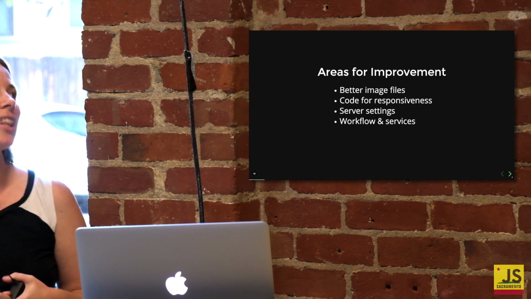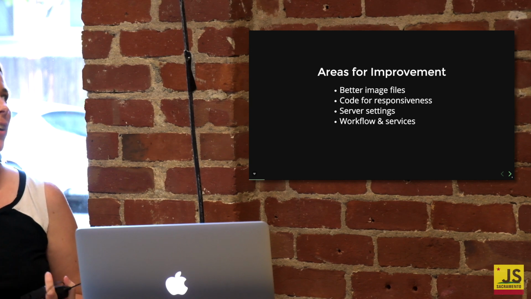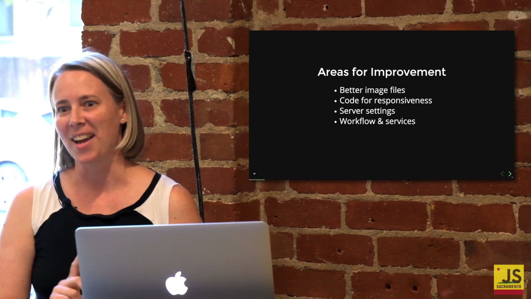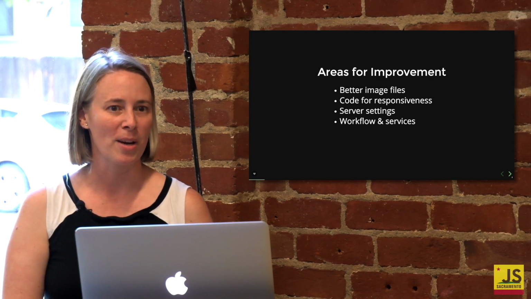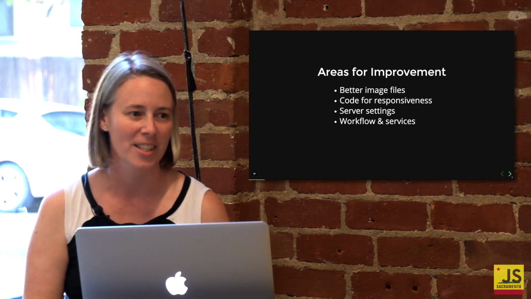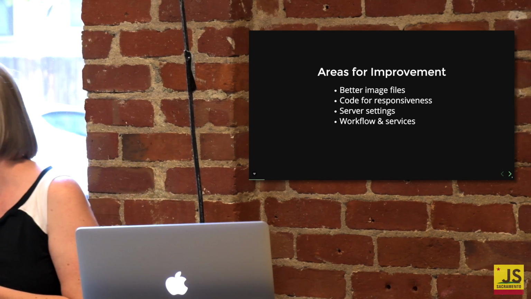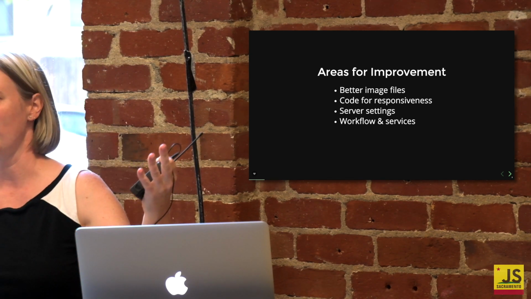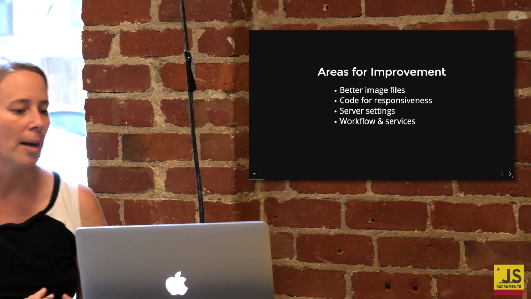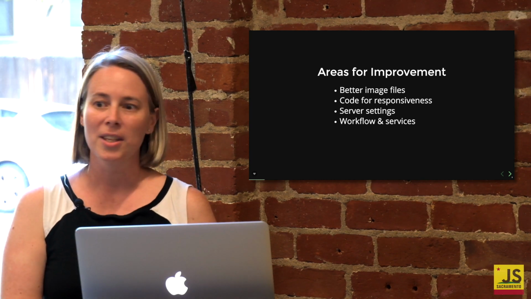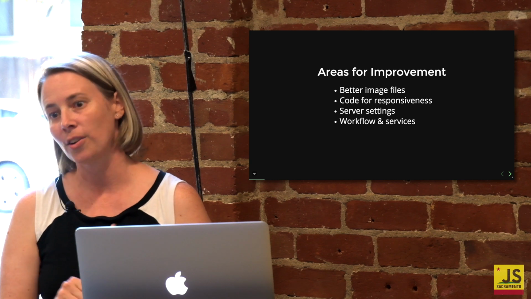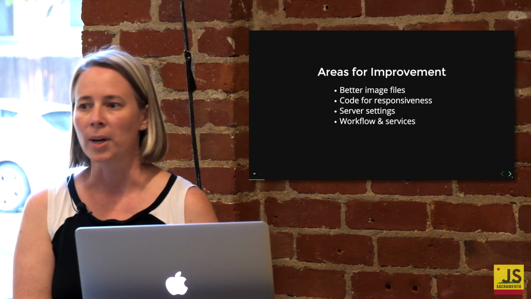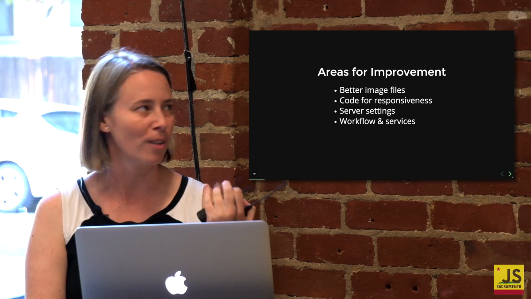So we break that into about 4 different areas for improvement. One is choosing the right format, and having the right file format for your images can make a really big difference. Coding for responsive images, so making sure that you're not loading gigantic sizes for small screens. Doing things with the server settings that can make it so that your images load faster. And then also things that have to do with your workflow or outside services. And we'll get to all 4 of those.